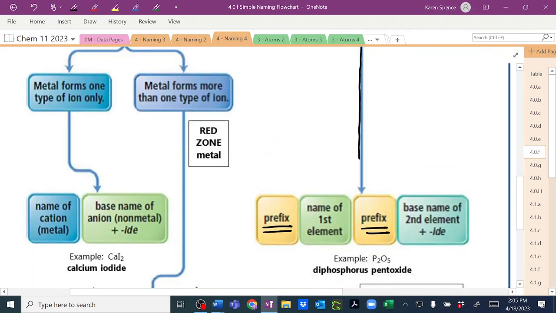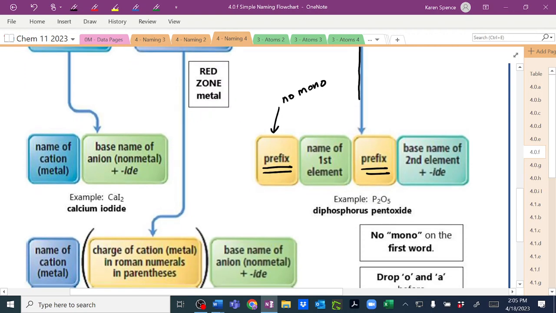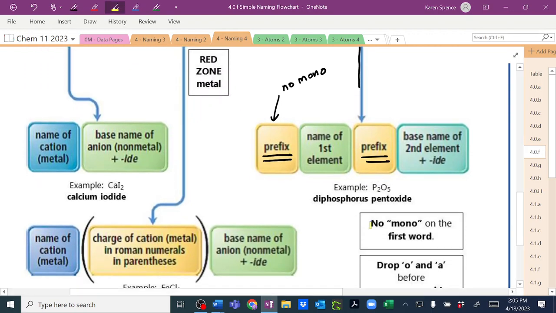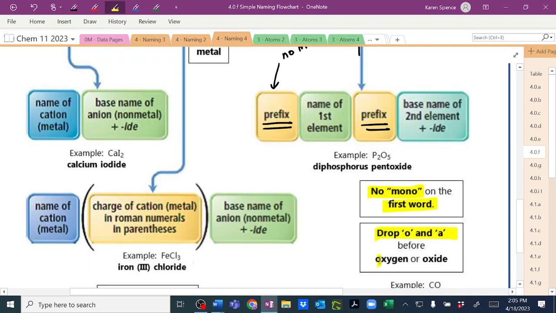And remember, you have prefix and then your first name, prefix and then the second name, and the only thing here is that there will be no mono on the first word. Okay, it mentions that here. No mono on the first word, and you drop the O and the A before oxygen and oxide. So everything's kind of there. Yeah?